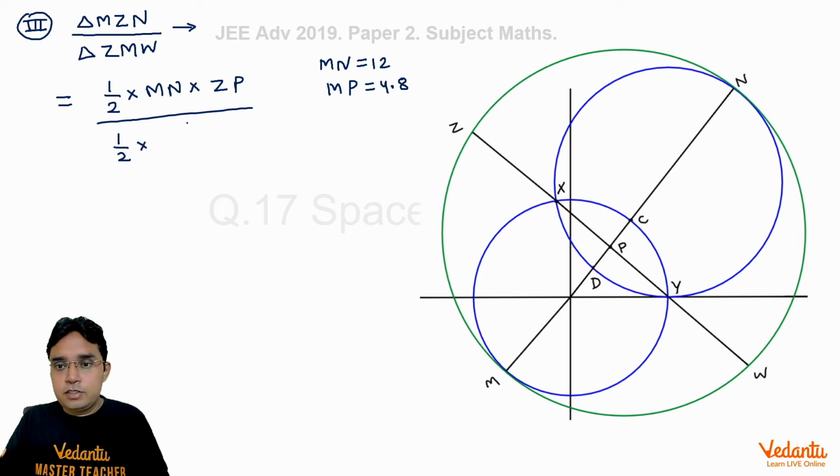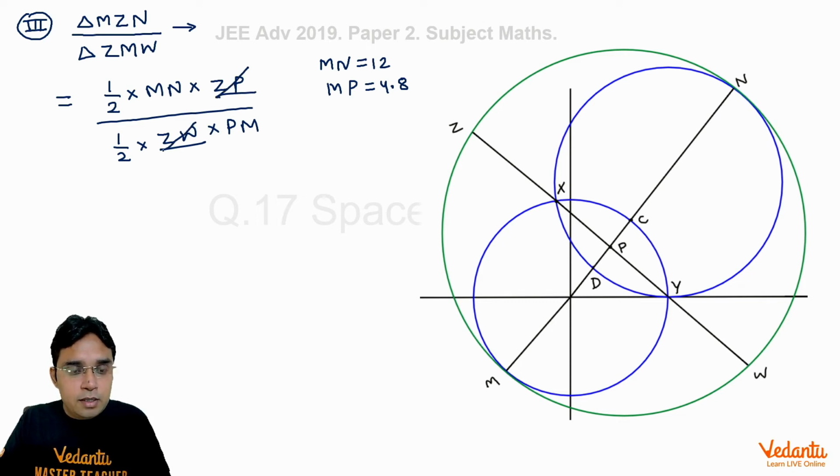I can take its base as ZW and height as PM. Now this ZW length is 2 times ZP. So we can cancel this ZP and ZW and we can write 2 in the denominator. So this becomes equal to MN upon 2 times PM.